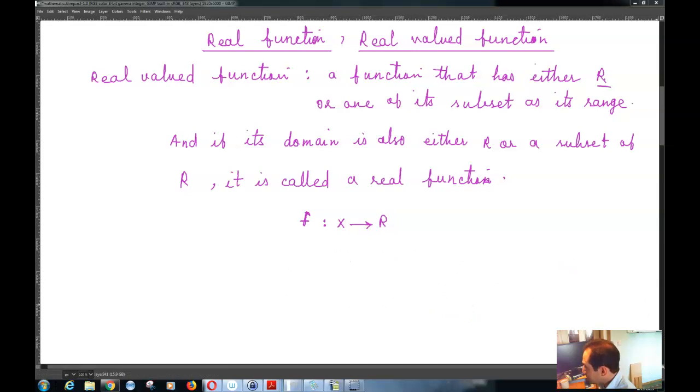But anyway, what they've said here is that if f is a function that has some domain, and the range of that function is the set of real numbers or some subset of that, then that function is called a real valued function.